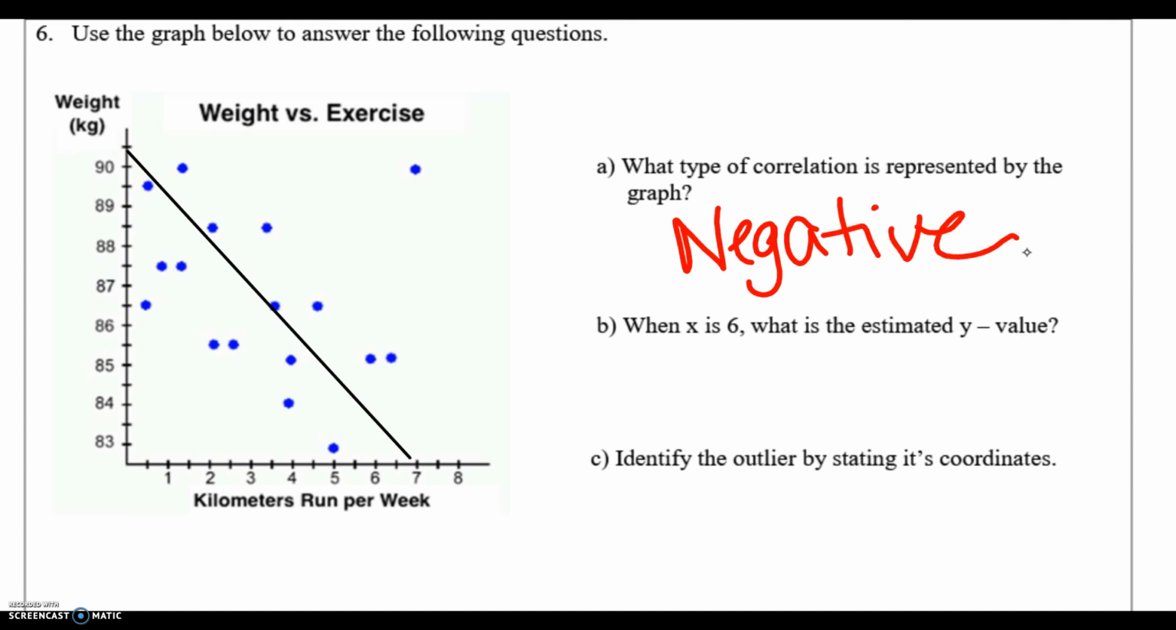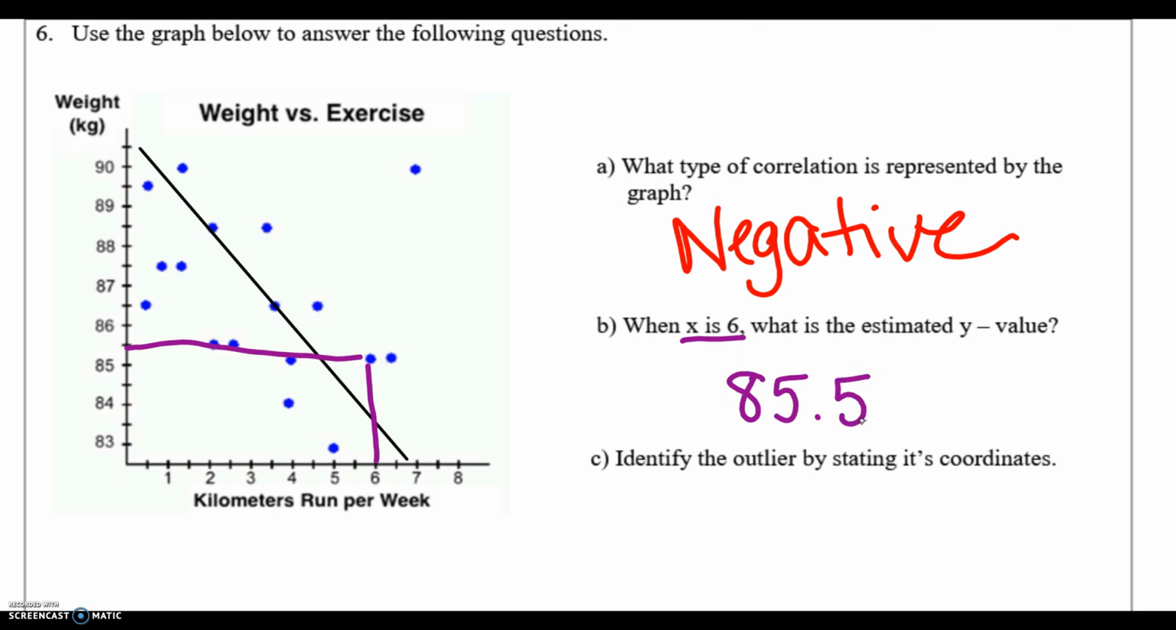Remember, your line of best fit wants to go between at least 2 points, and it wants to have data above and below, okay? So it wants to be kind of in the middle. So from here, it says, when x is equal to 6, what is our estimated y value? It looks like it's between 85 and 86, so when it's between 85 and 86, we could just call it 85.5.